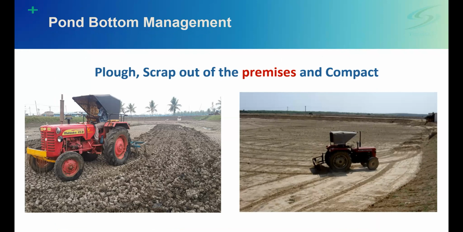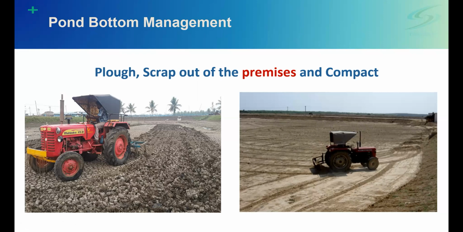Most of the farmers in our area do a reverse blade and put soil on the dike sides. So what happens is you have spores in the soil and they remain inside the pond. They can come back to the pond at any time. So there is no point in having soil on the dike sides. You have to remove it out of the premises wherever possible.